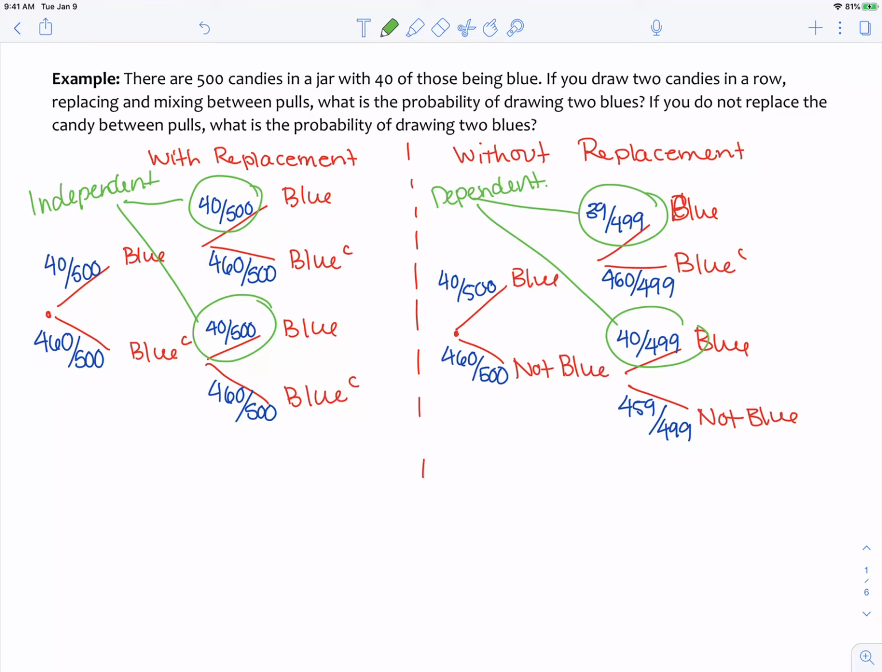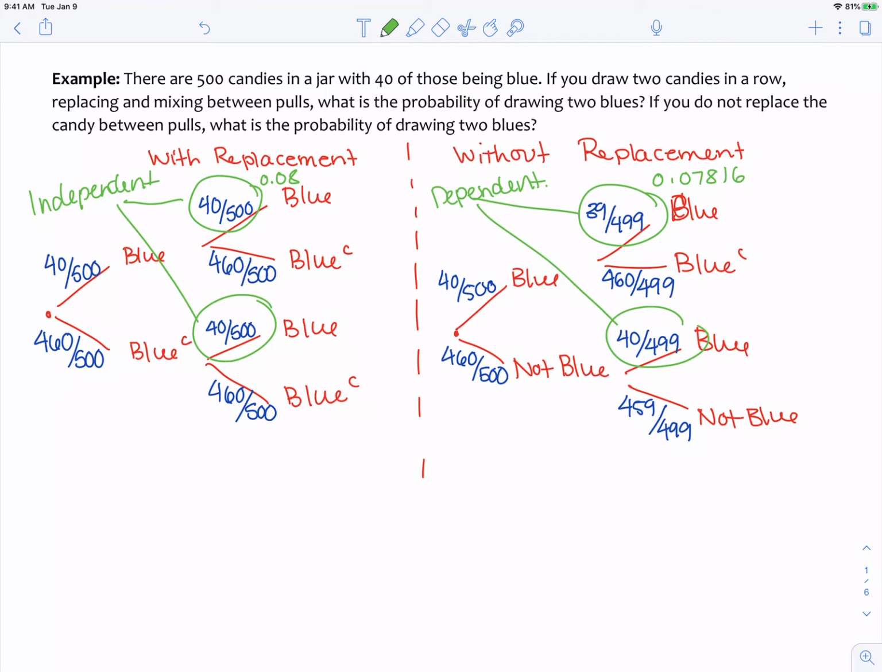Now those probabilities aren't hugely different though. If we look at what 40 out of 500 is, that is 0.08, sorry, missing a 0. And if we look at what 39 out of 499 is, it is 0.07816. So just a slight difference in probability. We have not seen a huge change by taking that one candy out from 500.